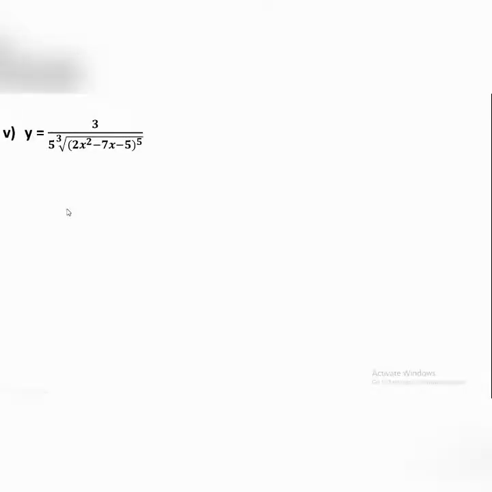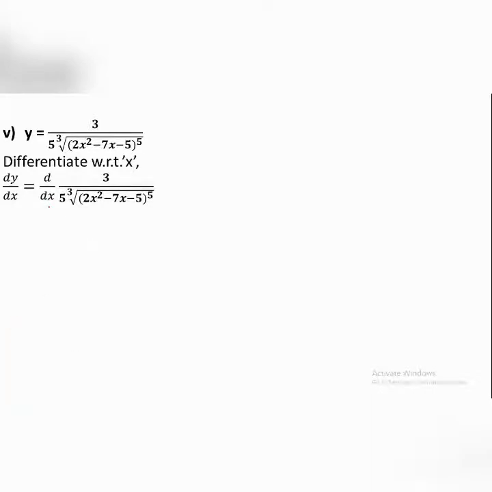Our fifth question is y is equal to 3 upon 5 into the cube root of the bracket 2x square minus 7x minus 5 raised to 5. Now differentiate with respect to x of the y. dy by dx is equal to d upon dx of the function. Now, here in the function, they are given 3 upon 5.